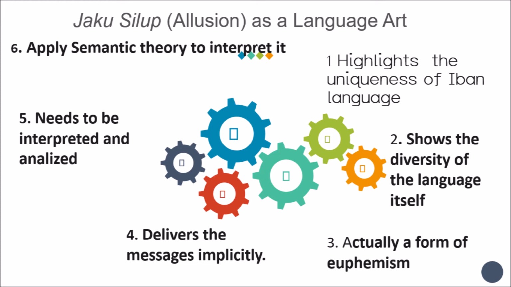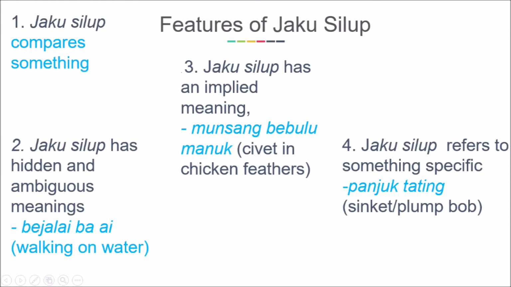If we do not analyze and interpret it properly, we may think that it is just denotative. Normally, the allusion is connotative. It has a lot of meaning. It has multiple meanings, and we need to explain what it means to the others who do not know about the allusion. Therefore, we have to apply the semantic theory when we interpret allusion. And using the semantic theory, we are trying to get into the meaning of it by interpreting the symbols that we have in the allusion.